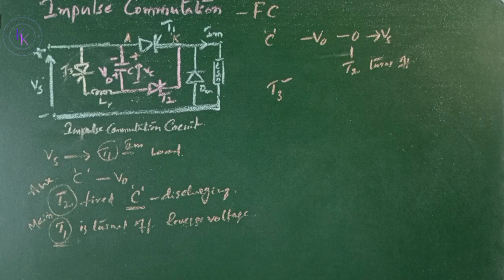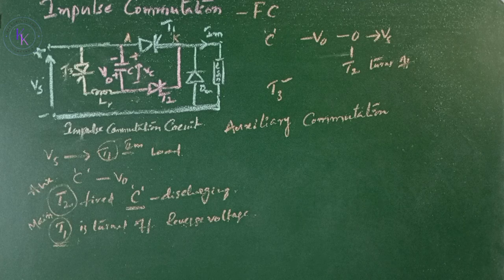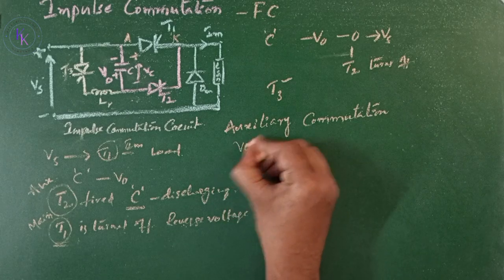The thyristor T1 is commutated by using the auxiliary thyristor, so this is also known as auxiliary commutation. While turning off the thyristor T1, the reverse voltage is applied, so it is also known as voltage commutation.